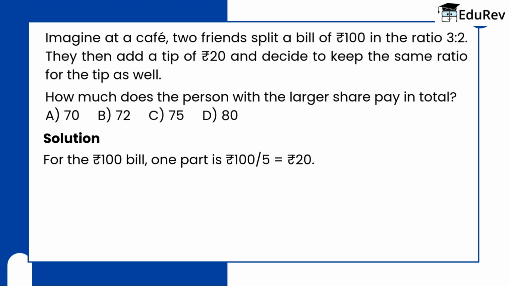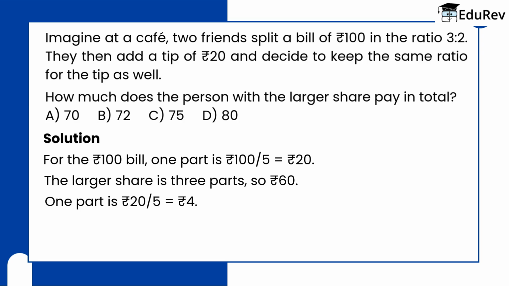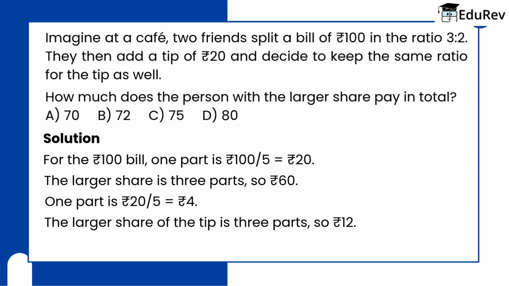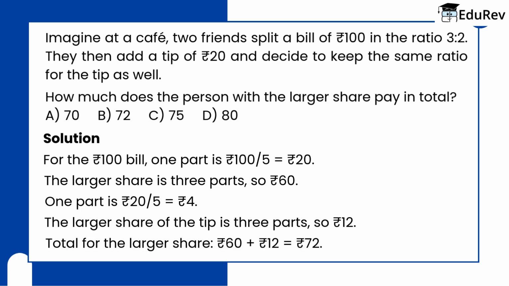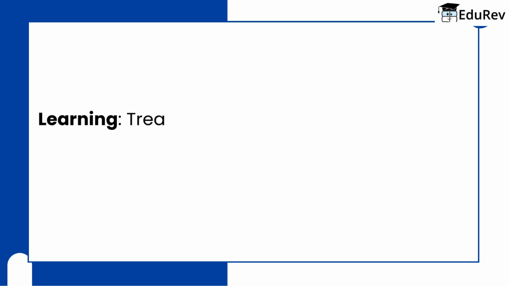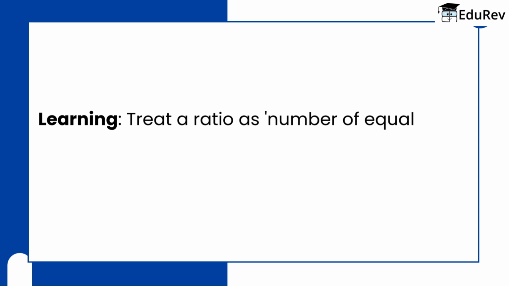For the 100 rupee bill, one part is 100 rupees divided by 5 equals 20 rupees. The larger share is 3 parts, so 60 rupees. The tip is 20 rupees, also split into 5 parts. One part is 20 rupees divided by 5 equals 4 rupees. The larger share of the tip is 3 parts, so 12 rupees. Total for the larger share, 60 rupees plus 12 rupees equals 72 rupees. Answer: option B, 72. So our learning from this is, treat a ratio as number of equal parts.